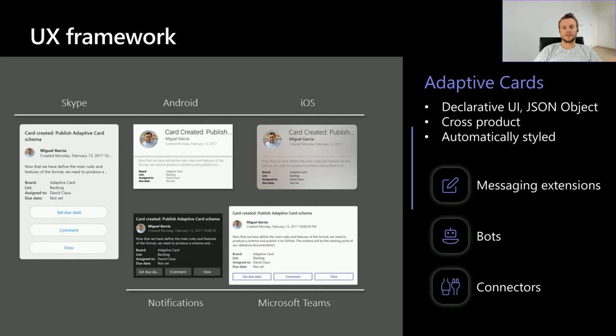Adaptive cards are the one UX framework that's available for messaging extensions, bots, and connectors. If you work with one of these three, I advise to use adaptive cards. All three of them have also other card frameworks that can be used, but adaptive cards is the only one that's currently cross-platform available and can be used across all three of these extensibility points.